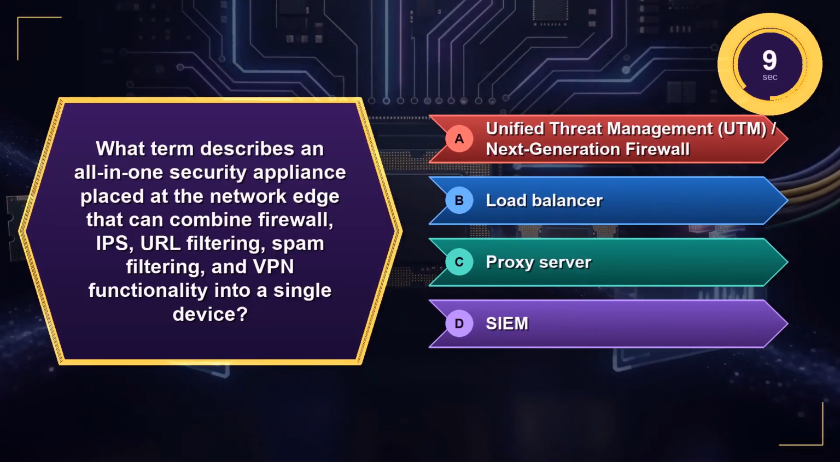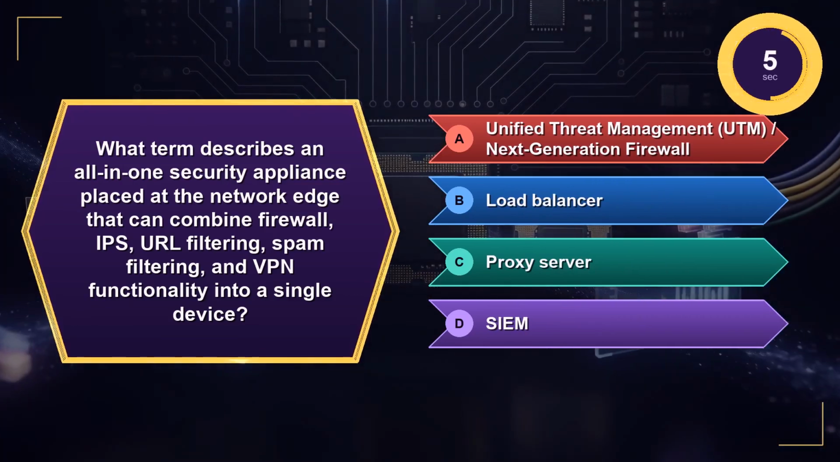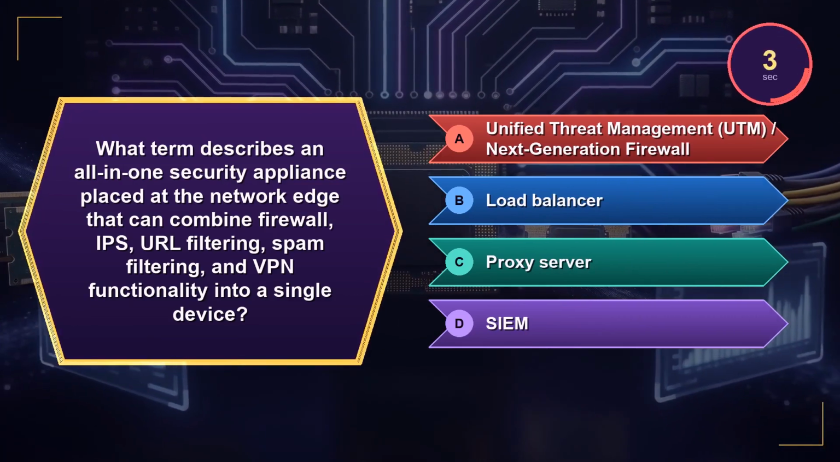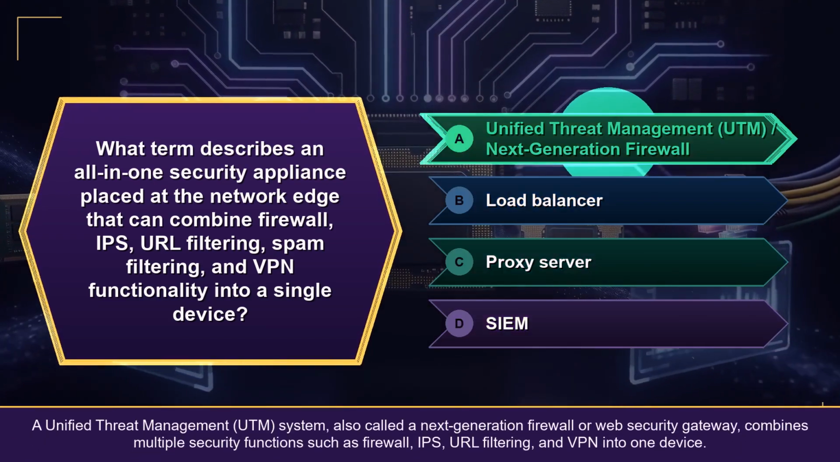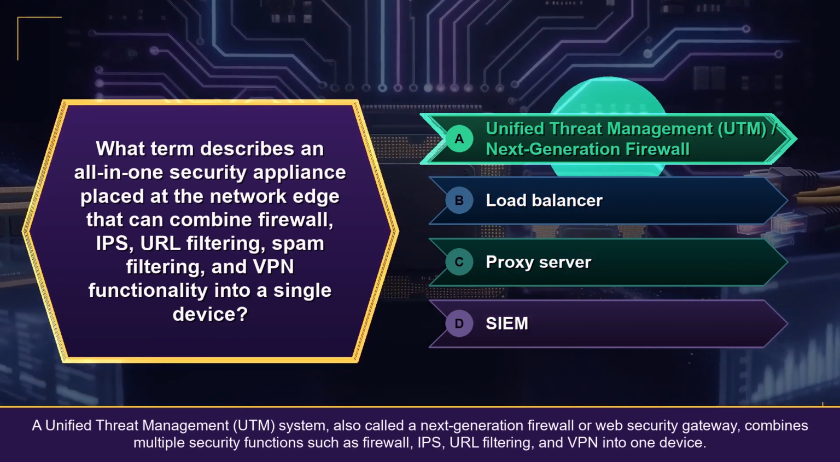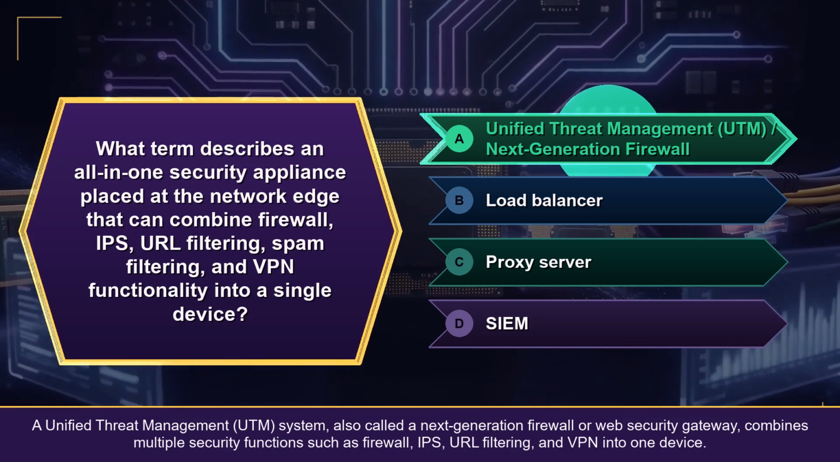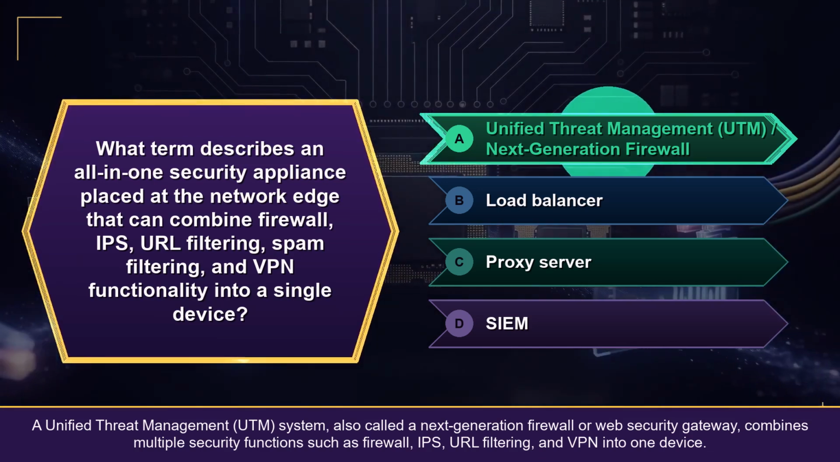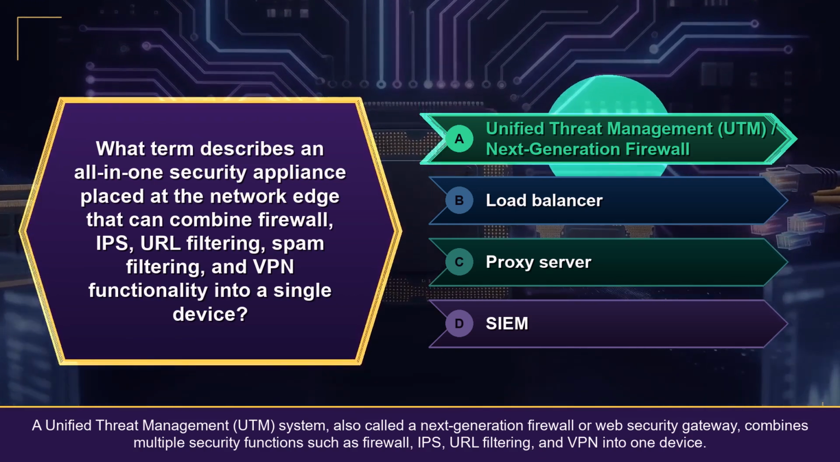What term describes an all-in-one security appliance placed at the network edge that can combine firewall, IPS, URL filtering, spam filtering, and VPN functionality? A unified threat management, UTM, system, also called a next-generation firewall or web security gateway, combines multiple security functions such as firewall, IPS, URL filtering, and VPN into one device.